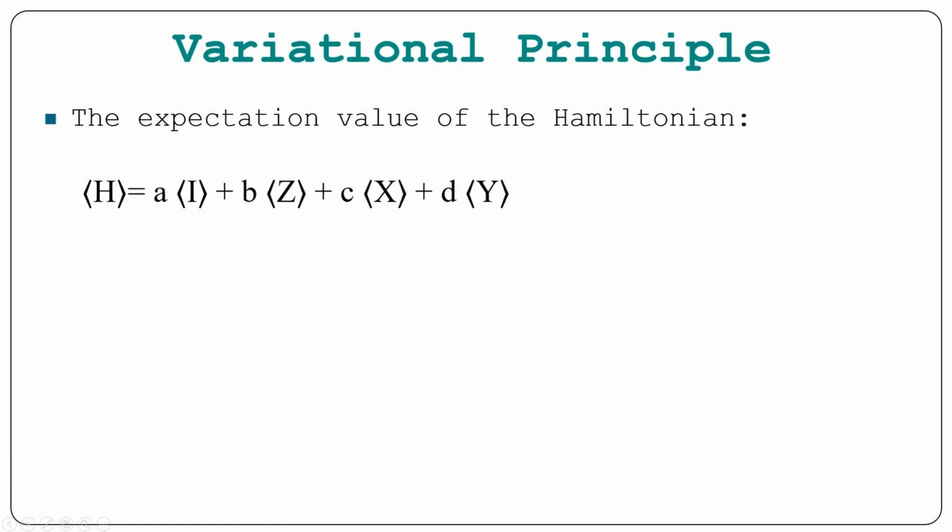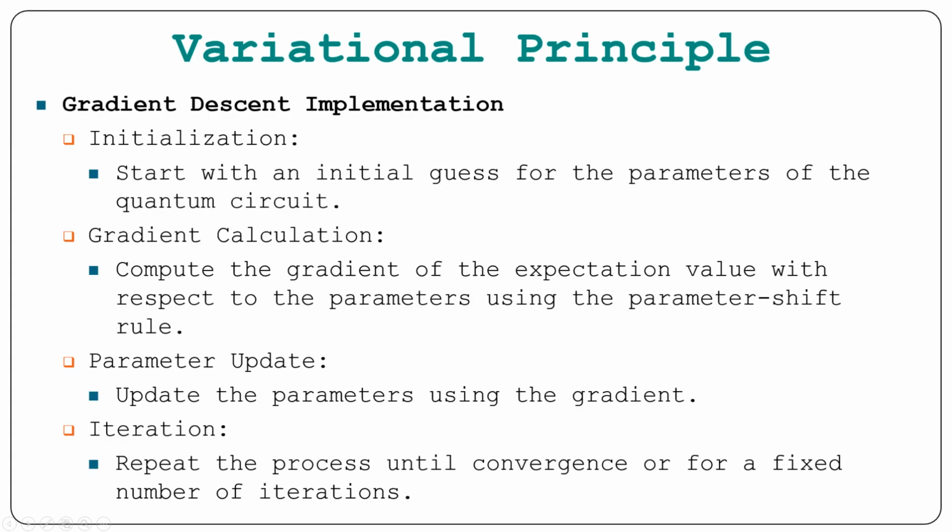So in the context of the variational quantum eigensolver VQE algorithm, the process is repeated many times with different parameters for the quantum circuit. The goal is to find the parameters that minimize the expectation value of the Hamiltonian. So the expectation value of the Hamiltonian H is equal to A times the expectation value of I plus B times the expectation value of Z plus C times the expectation value of X plus D times the expectation value of Y.